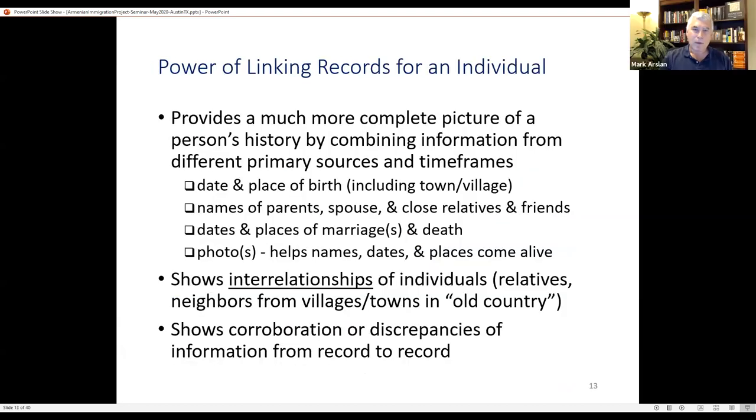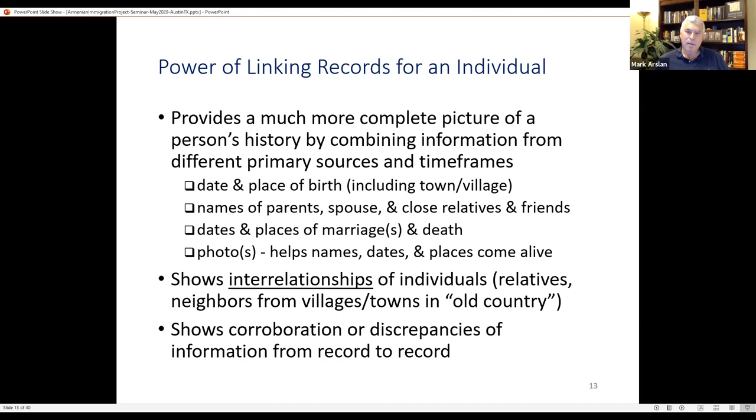Okay, so there's a lot of good information you can get by linking these records together. So it provides a much more complete picture. You can learn a lot about where they came from, dates and places of birth, marriage. And I'm going to talk about birth dates, which is kind of an interesting thing, which I didn't realize. Some of these things, when they came from a little village somewhere, you may have to find 5-10 records about that person to actually find one record that mentions the name of the village.